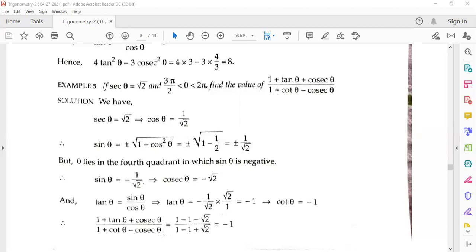We are putting all these values: minus of minus root 2, that is plus root 2. Here minus 1 plus 1 cut. Here also minus 1 plus 1 cut. So minus root 2 by plus root 2, that is minus 1.